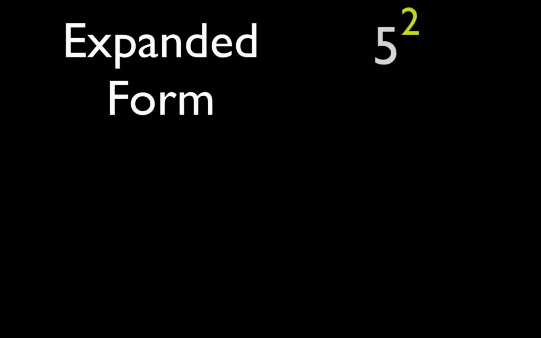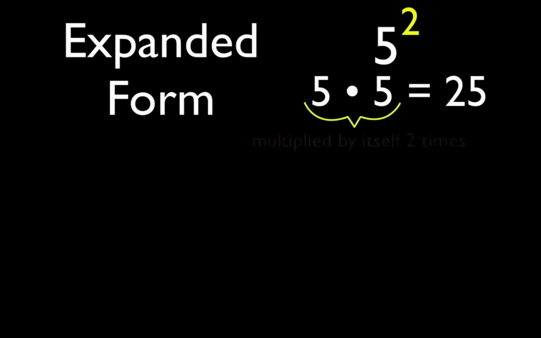First, you have 5 to the 2nd power. As you can see, we have a 5 for our base and a 2 for our exponent. That means that that base of 5 is going to be multiplied by itself 2 times because the exponent dictates the number of times we multiply. From there, we can go ahead and simplify that to its numerical value of 25.